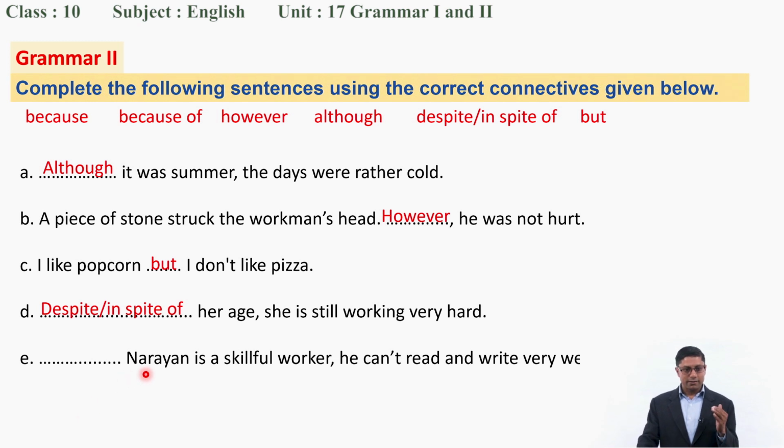E. Narayan is a skillful worker. He can't read and write very well. See there, skillful worker can't read and write. So it's a surprising fact. That's why although. That's good.